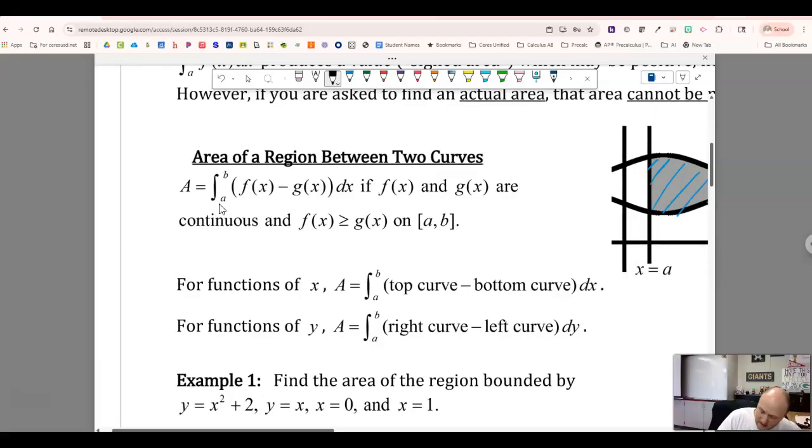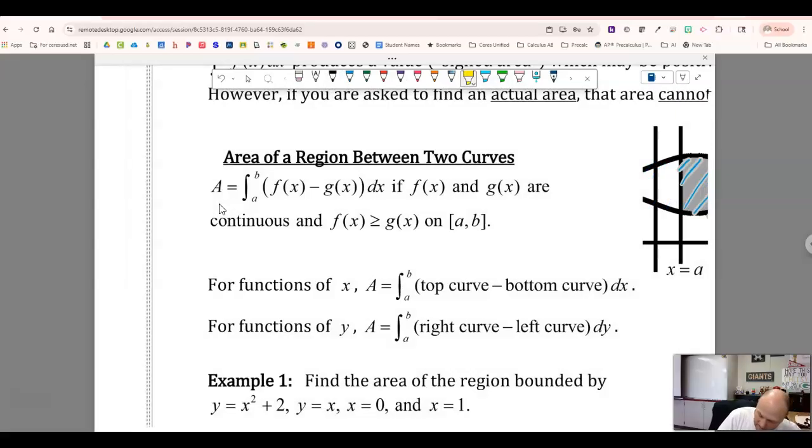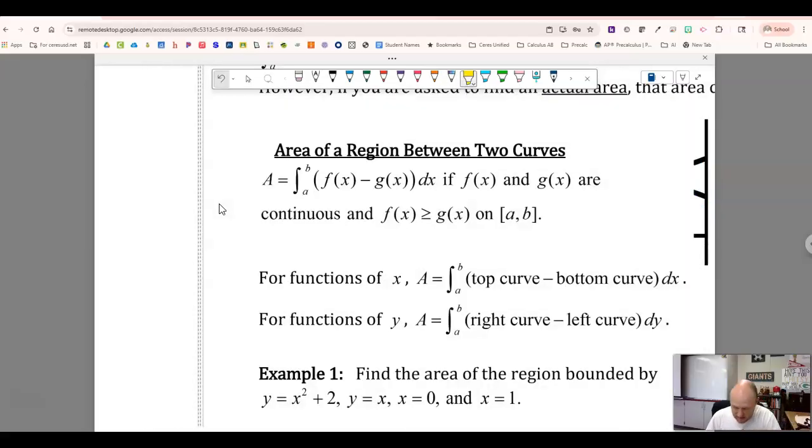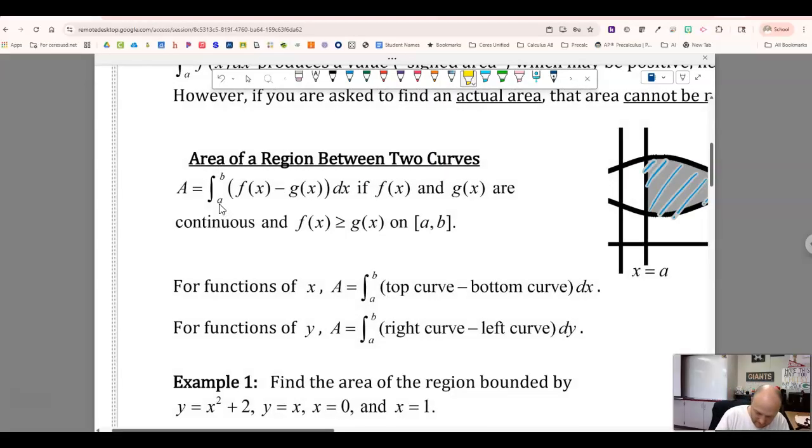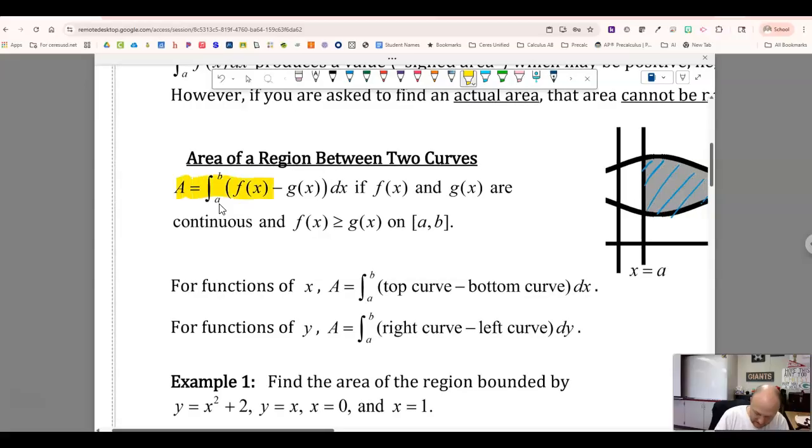It is the integral from a to b of f of x minus g of x dx, if f and g are continuous and f of x is always greater than or equal to g of x on that interval a to b, okay?